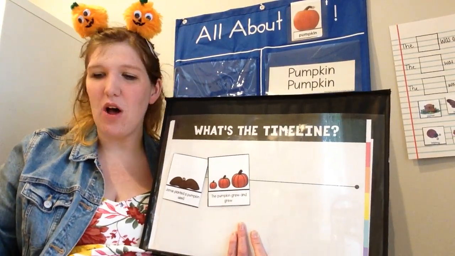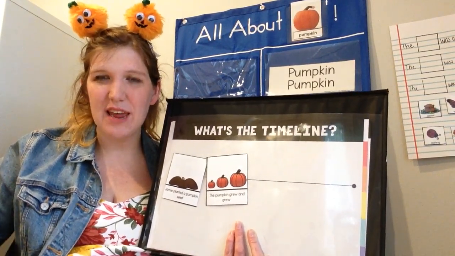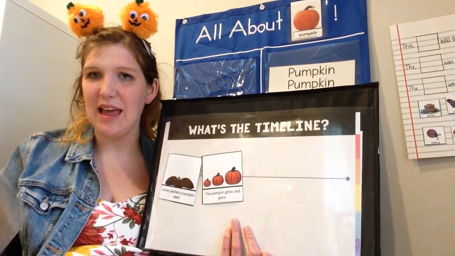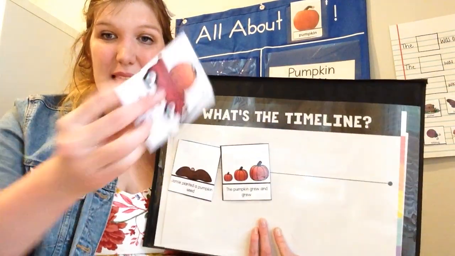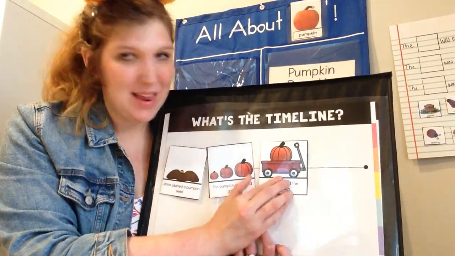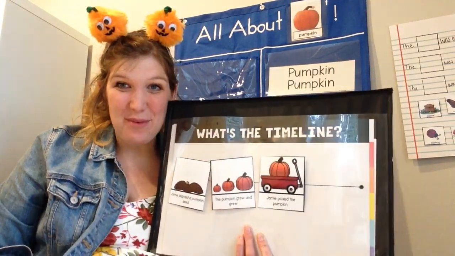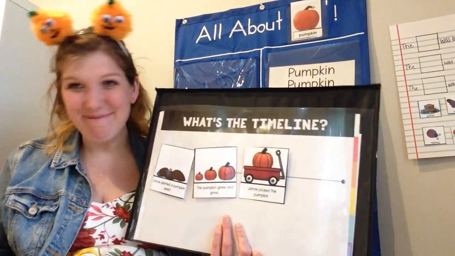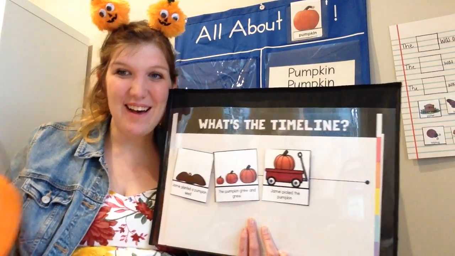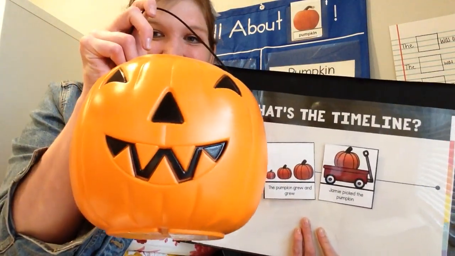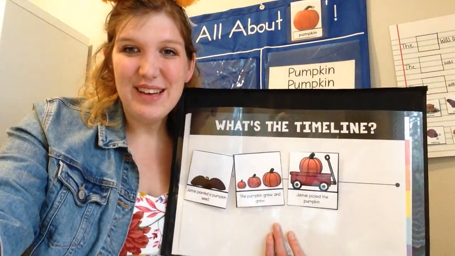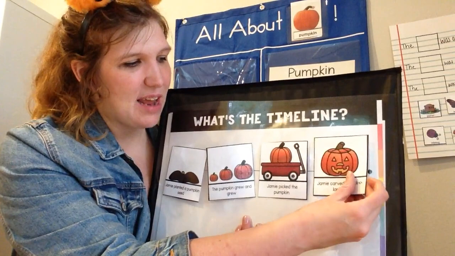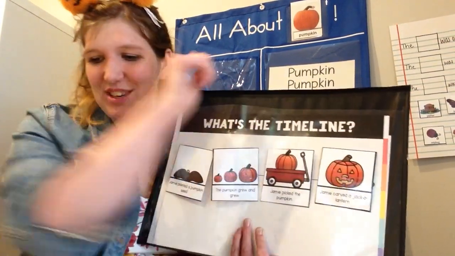After the pumpkin was all grown, what did Jamie do? Let's check our story to see. That's right. Next, Jamie picked the pumpkin. And do you remember what he did with the pumpkin, friends? Do you remember? He carved a jack-o'-lantern. He made a face in the pumpkin. So the last event on our timeline was that Jamie carved a jack-o'-lantern.